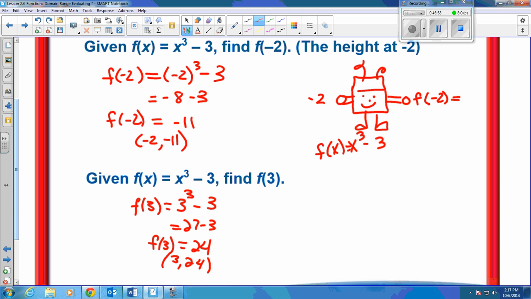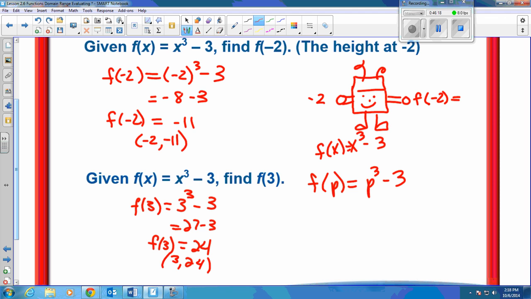Now, if I replace them with letters, I'm still doing the same math. So if I plugged in here instead of a 3, if I wanted to find f of p, this is p cubed minus 3. That's all I could do. Whatever it is, that's what I'm plugging in for the input.